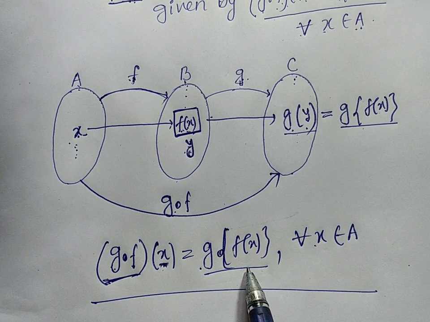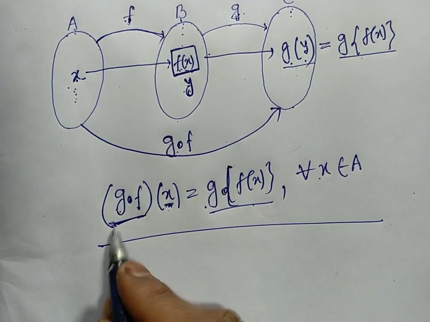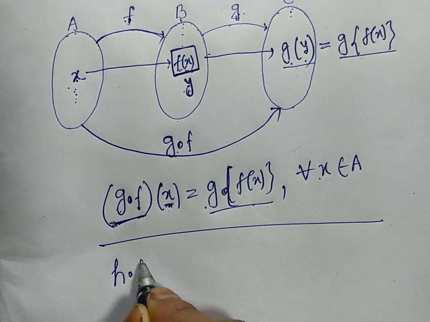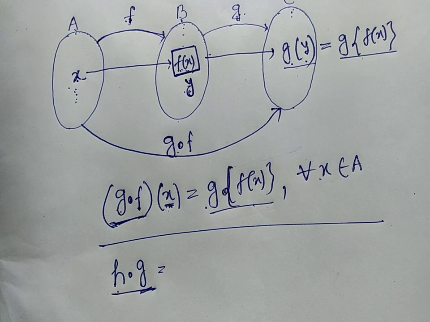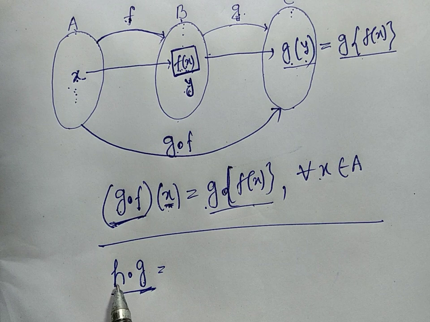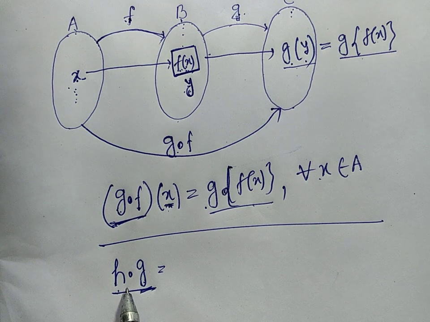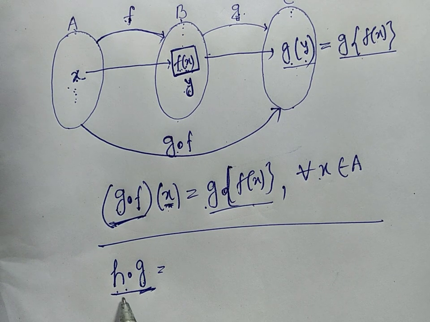Very simple. What is the first function? Z is the first function, and h is the second function. What is the domain of the composite function h not z? The domain of z is the domain of the composite function. What is the codomain of the composite function h not z? The codomain of h is the codomain of the composite function h not z. Very simple explanation is there.